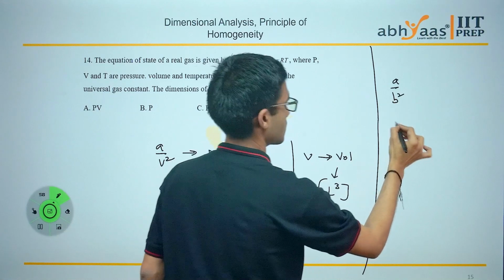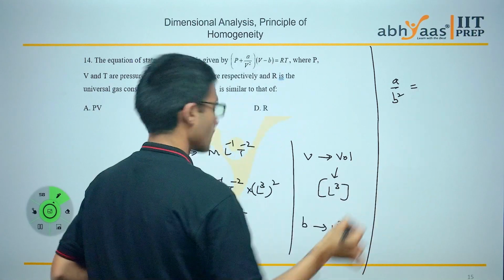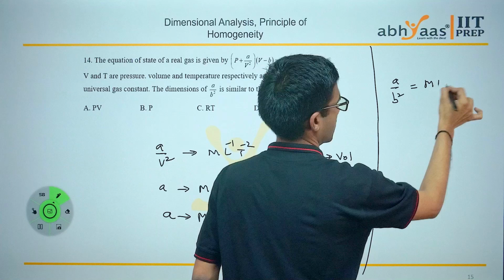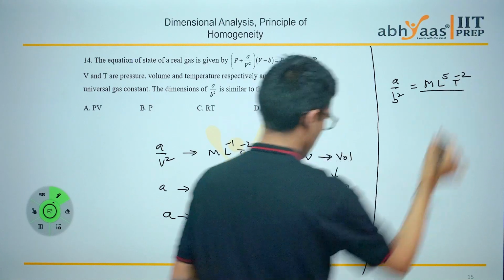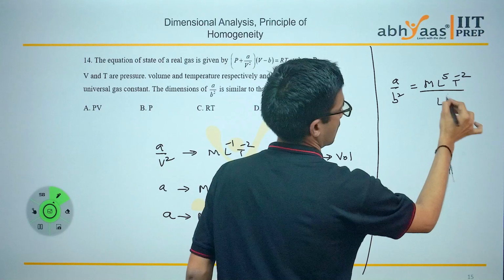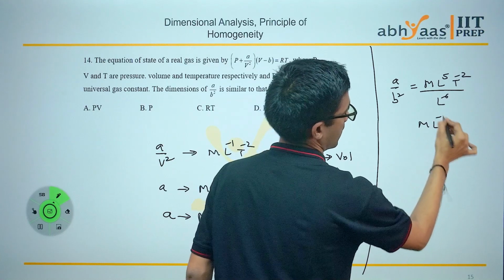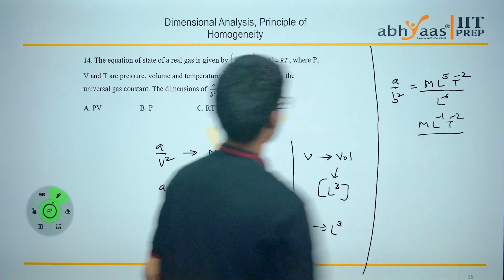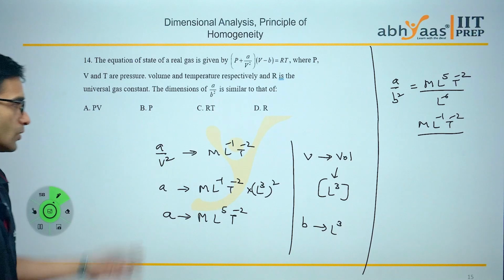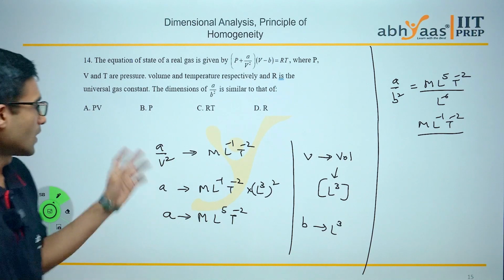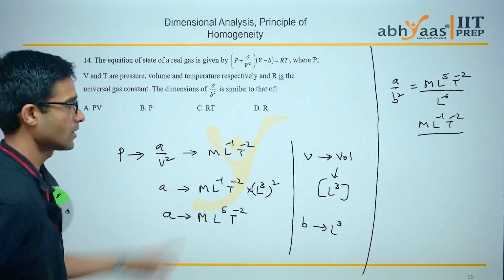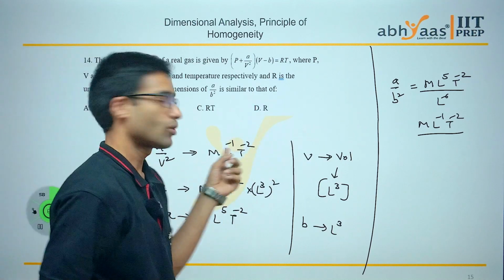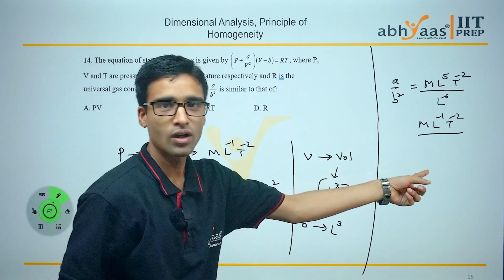So that means here A is M L power of 5 T power minus 2 divided by B square is L power 6. So M L power minus 1 T power minus 2. Okay. So you can clearly understand what is this, pressure units. Pressure A by V square units are M L power minus 1 T power minus 2. We got also the same thing.